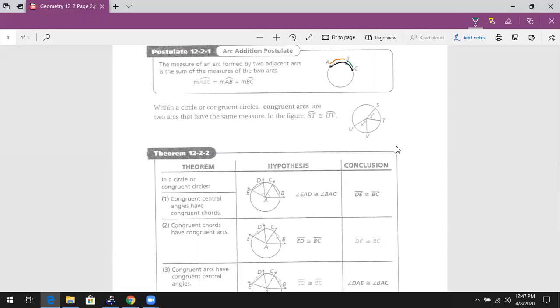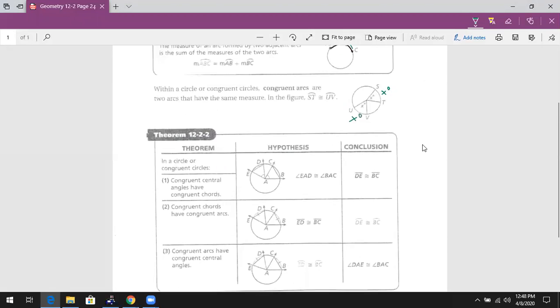Now, within a circle or congruent circles, congruent arcs are two arcs that have the same measure. So if arc ST has a central angle measure of x degrees, then ST's arc measure is also x degrees. Likewise, UV's central angle is x degrees, so arc UV would measure x degrees. Since they're the same measure, the arcs are congruent. So arc ST is congruent to arc UV.